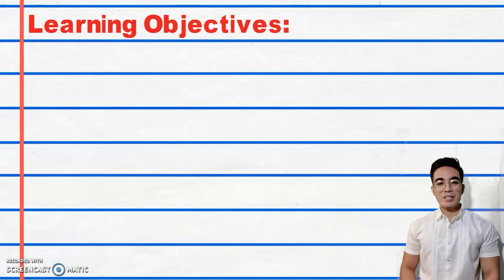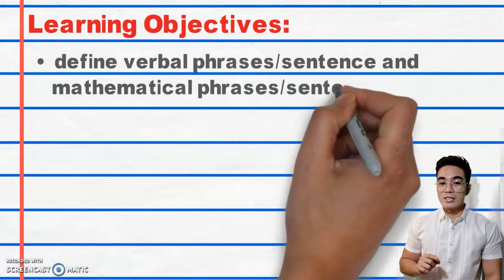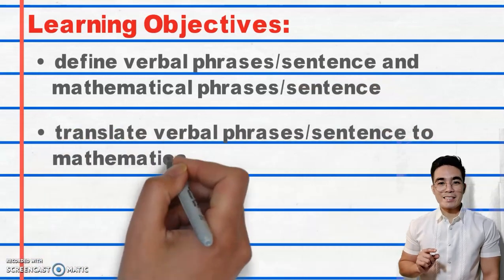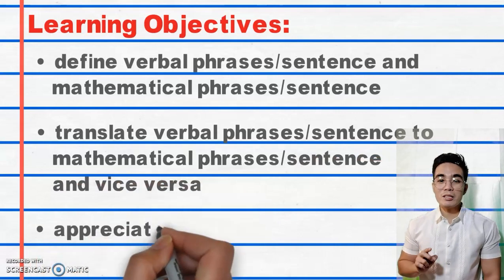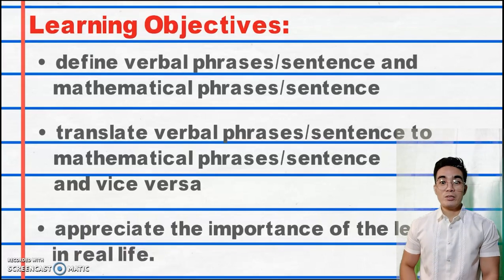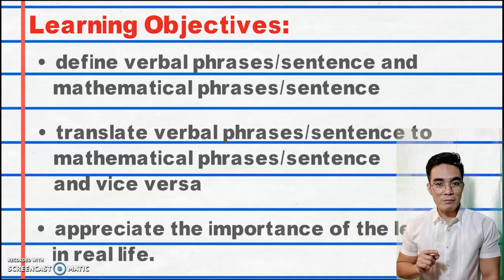Our learning objectives in these lessons are: first, define verbal phrase or sentence and mathematical phrase or sentence. Second, translate verbal phrases to mathematical phrases and vice versa. Third, appreciate the importance of the lesson in real life.